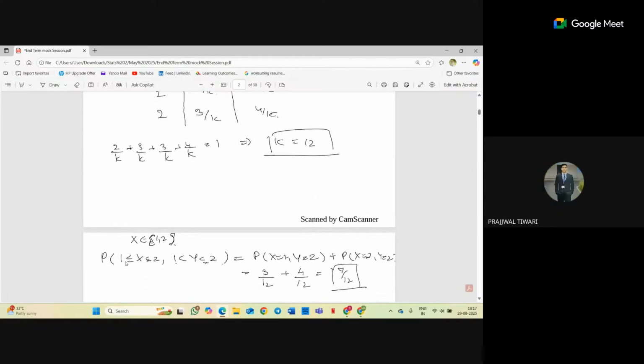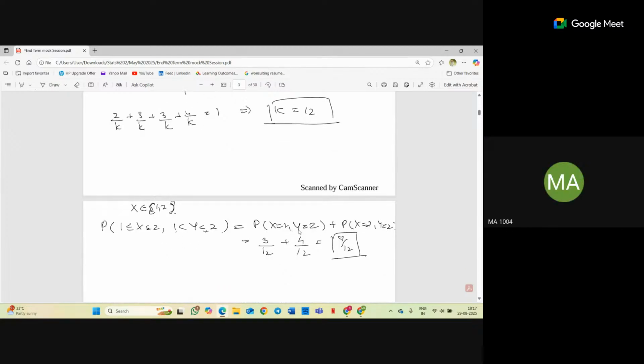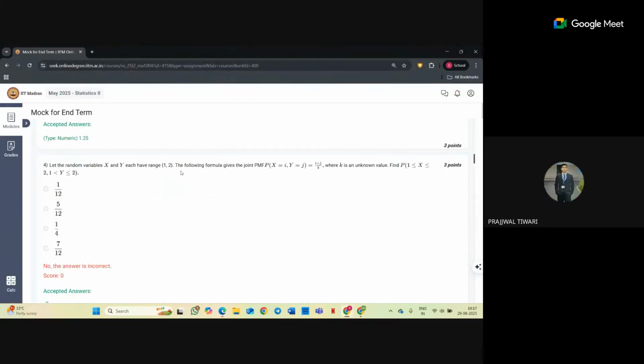So for x equals 1, my y will be equal to 2 only, because the value of y is going from greater than 1, not equal to 1, and less than or equal to 2. So basically y will be equal to 2 only, and x will take two values, which are 1 and 2. So that's why we have probability of x equals 1, comma y equals 2, plus probability of x equals 2, comma y equals 2. These are the two conditions, because it is a discrete distribution.